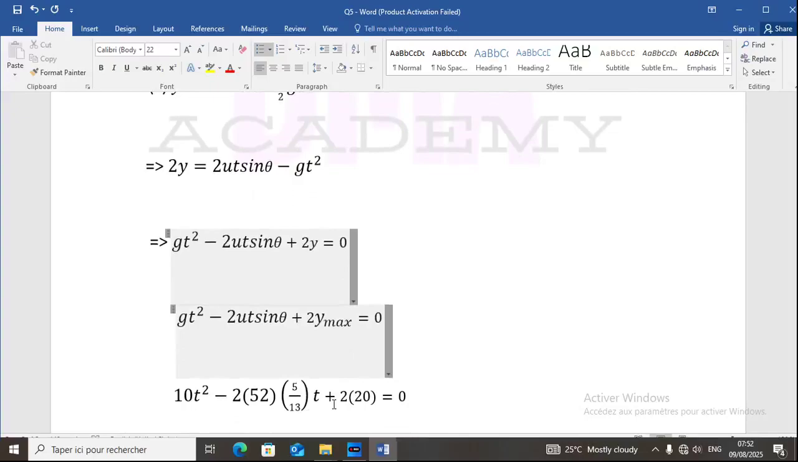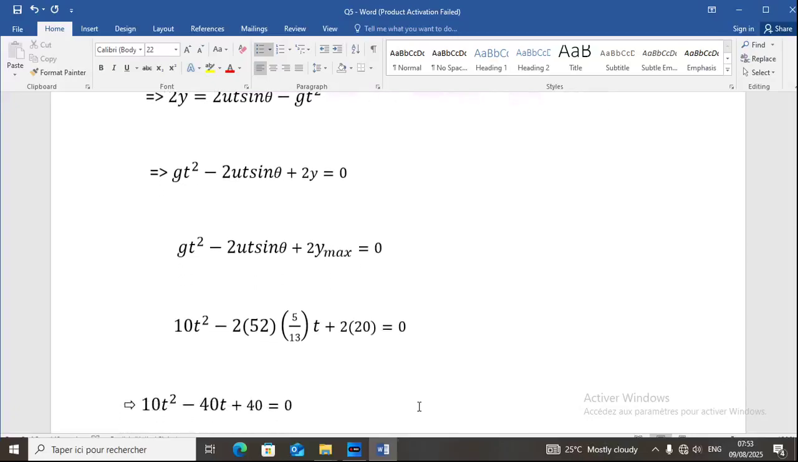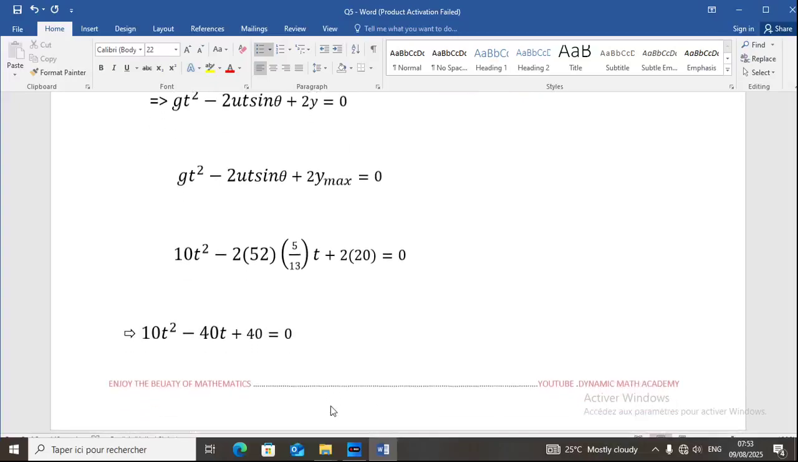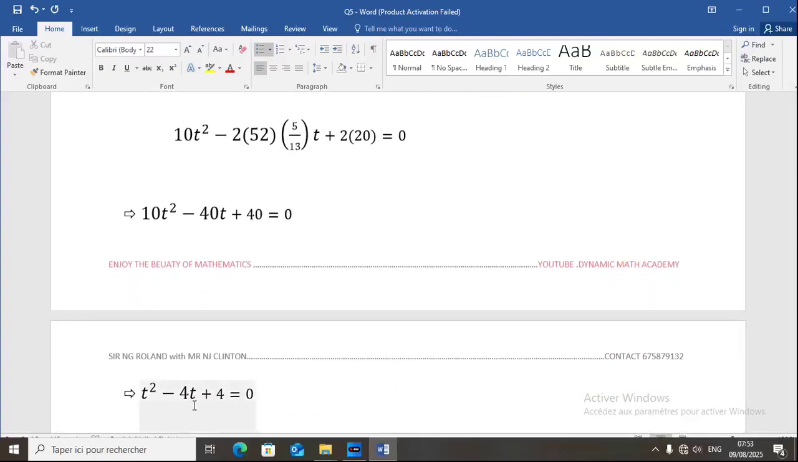And we saw that the maximum height was simply 20. From the previous calculation, we saw that the maximum height was 20. So if you replace g by 10, we're going to have 10t squared minus 2 into 52, that's the initial velocity, then sin theta 5 on 13 times t, plus 2 times 20 equals 0. If you simplify this, we're going to have 10t squared minus 40t plus 40 equals 0. If it's divided by 10, we're going to have t squared minus 4t plus 4 equals 0.